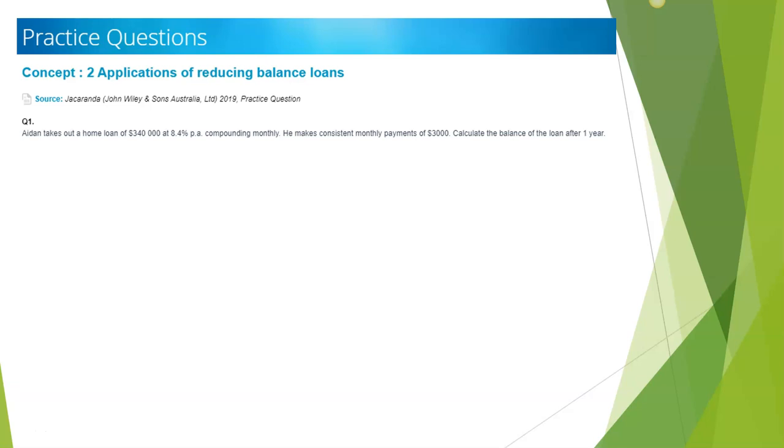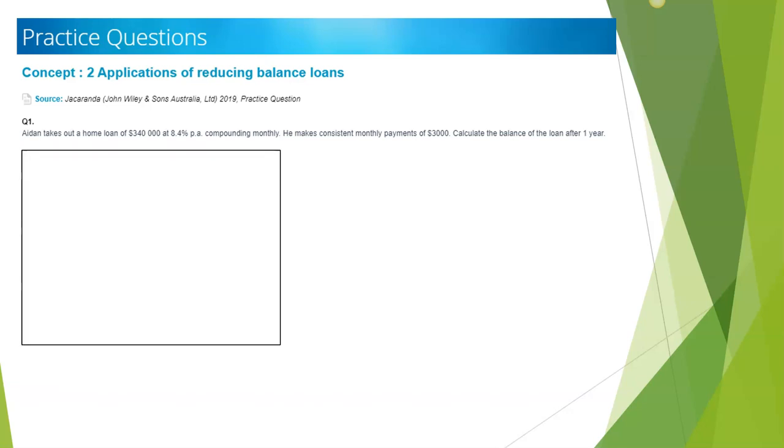Okay, so assume that if you're watching now that you've completed the Study On questions and you either have got them correctly or you want to know how it works. So our first question: Aidan takes out a home loan, $340,000, 8.4% per annum compounding monthly. He wants to make $3,000 payments. Calculate the balance after 1 year.